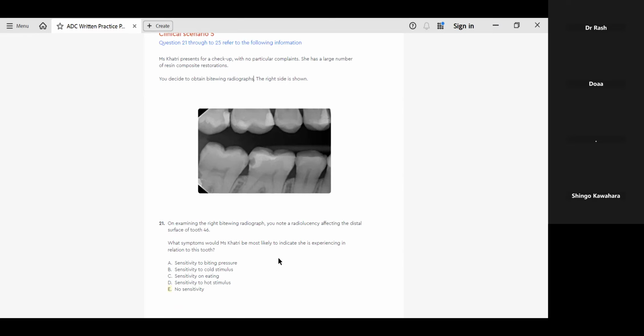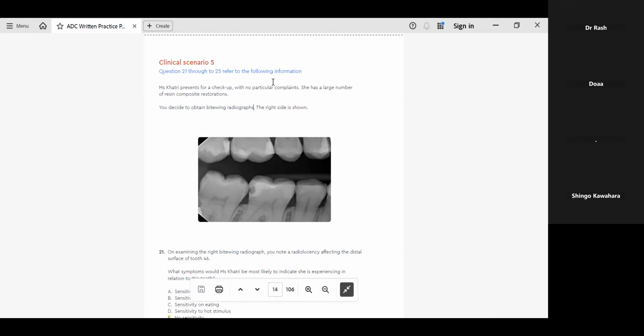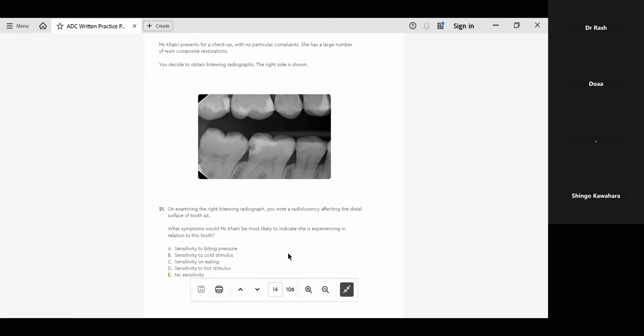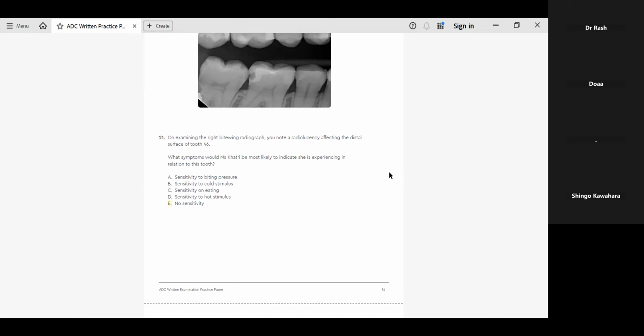Now, going further onto the same case, let's say the patient came to you telling you that she feels food impaction and pain in that area, and you have a similar radiograph like this. Then your answer changes from no sensitivity to sensitivity to biting pressure, right? Because of the food impaction, the gums are irritated and food collection is going on. When the patient bites, it hurts. Okay? So just to give you a further idea.